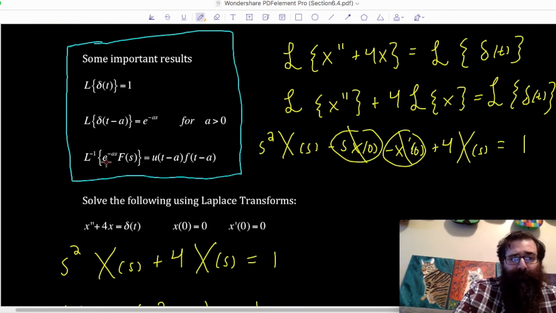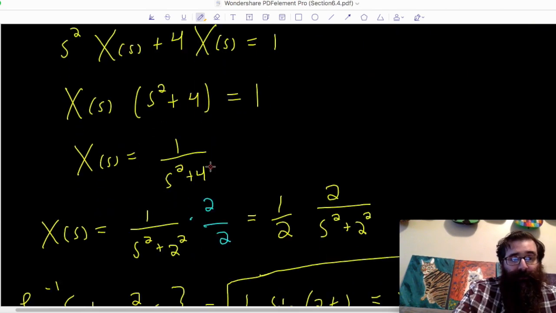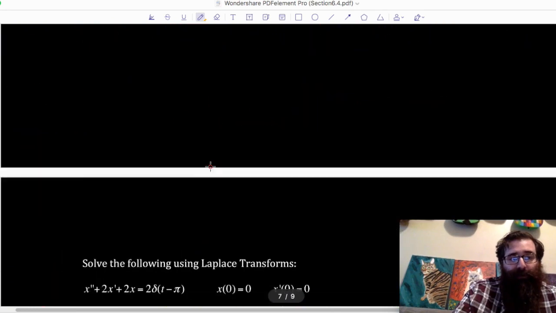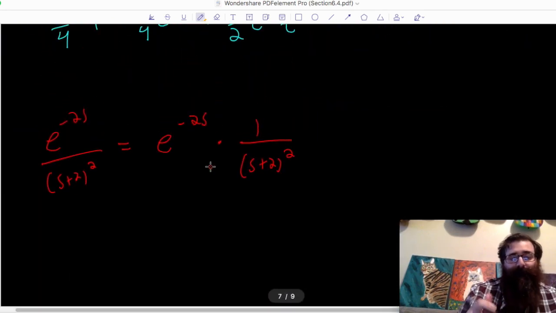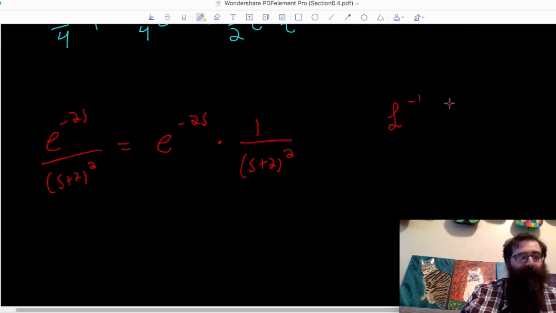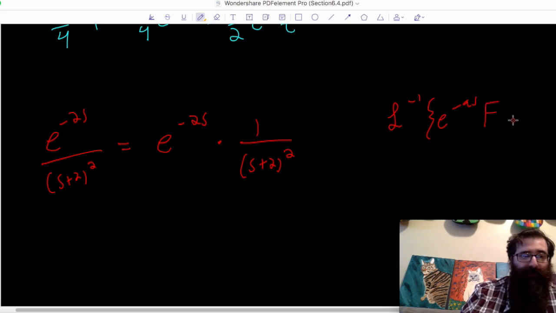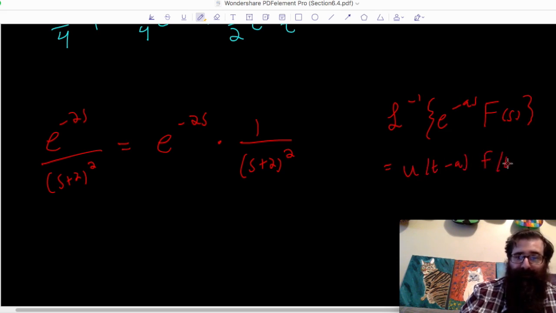The Laplace inverse of e to the minus as times big F of s is equal to u of t minus a times f of t minus a. So let me actually write that back down here where it's kind of relevant. We'll say Laplace inverse of e to the minus as times big F of s is equal to u of t minus a times our function little f at t minus a.